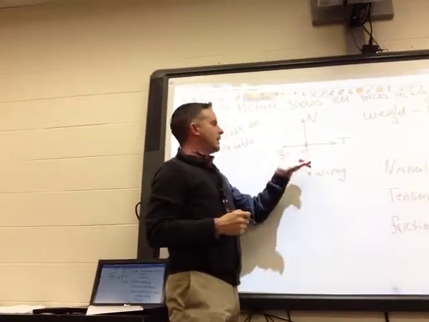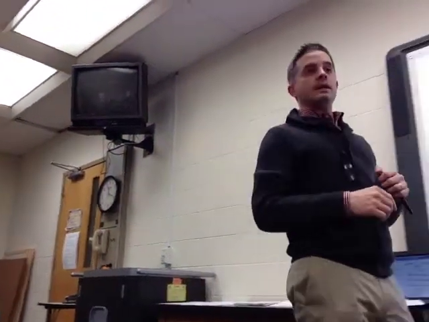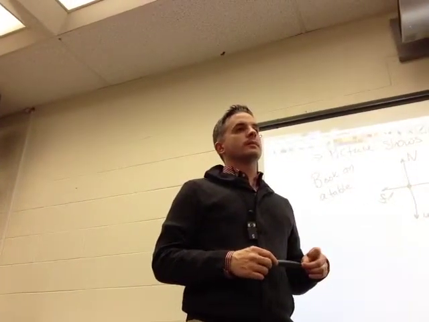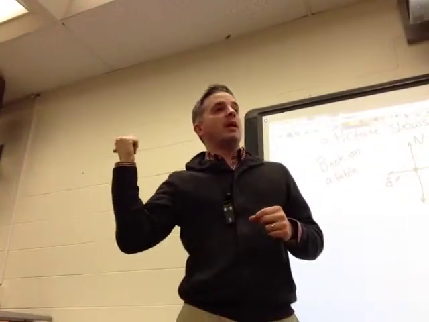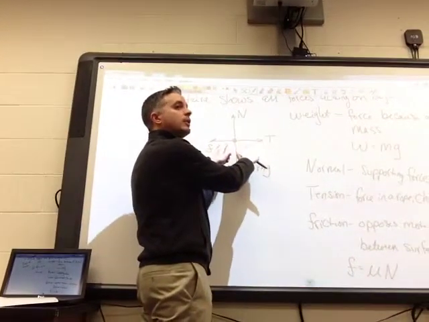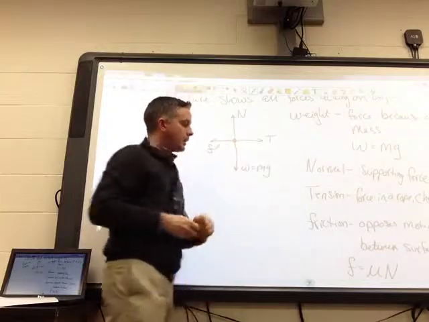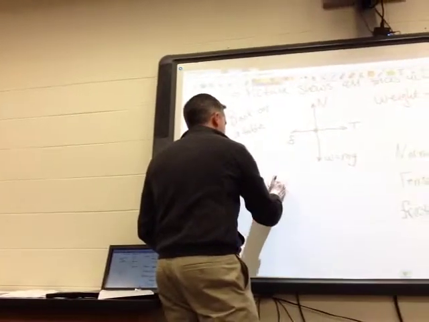If the friction cancels out the tension, then they need to be the same lengths, if it's moving at constant velocity. If the book just slides across at the same exact speed, whatever force I'm pulling it with, friction is doing the exact same amount in the opposite direction. So when I add these two together, they're equal to 0. So the last big thing, and this is really important, we get this thing called net force.